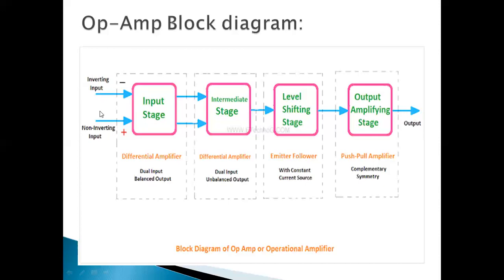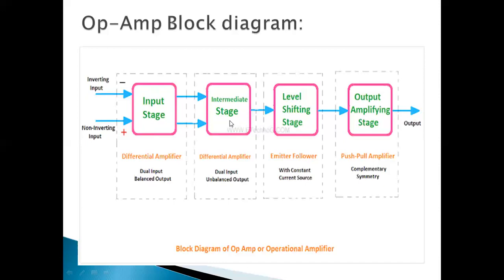These two inputs are applied to the differential amplifier, which is in the configuration of dual input balanced output. The main purpose of the input stage is to increase the voltage gain of the op-amp. Whenever we apply the input to the differential amplifier, it amplifies the signals. That means it increases the voltage gain. And the output of the differential amplifier is again given to the intermediate stage.